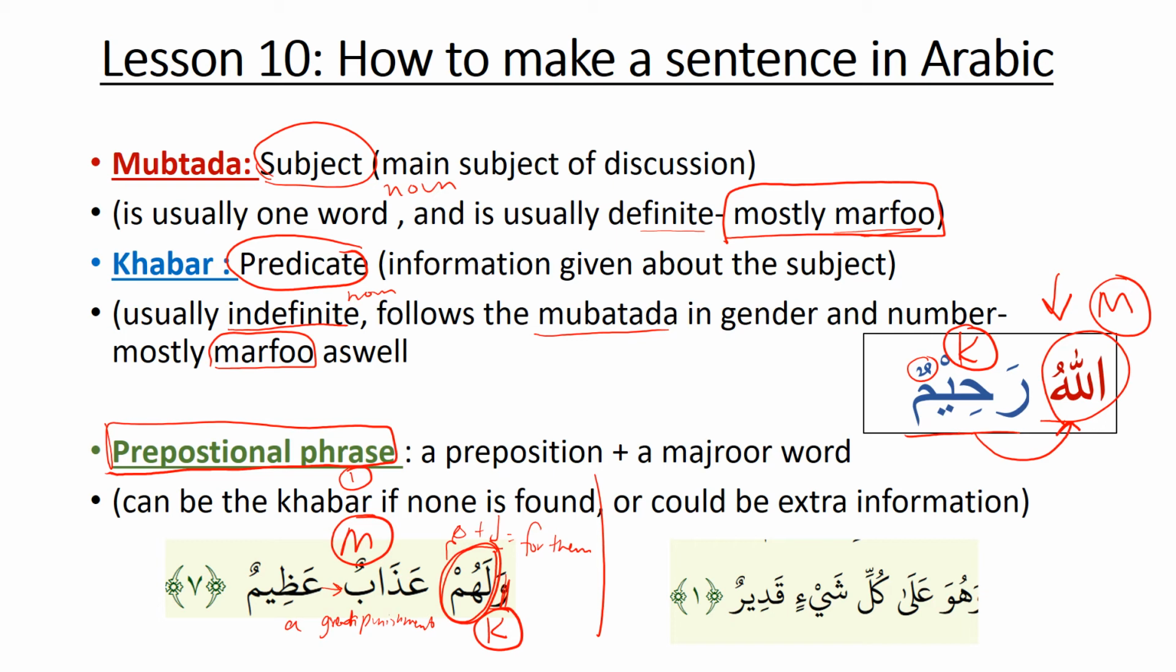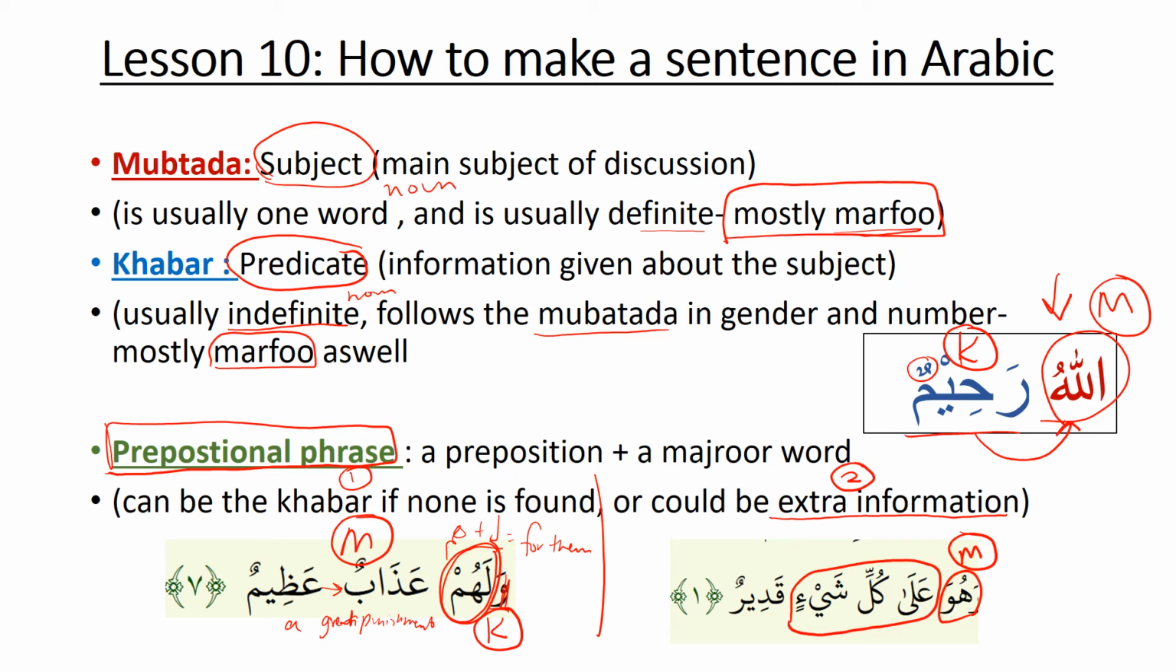The second option, if there's a prepositional phrase in a sentence, is that it could simply be extra information, which is helpful sometimes. This is in the case where the mubtada and the khabar are already there. If you find a prepositional phrase, then that means it's just extra information. So, huwa is definitely the mubtada because it is definite, it's a pronoun, and detached pronouns are always mubtada. So, that's an easy tip that you can get. Ala kulli shay'in is a prepositional phrase.